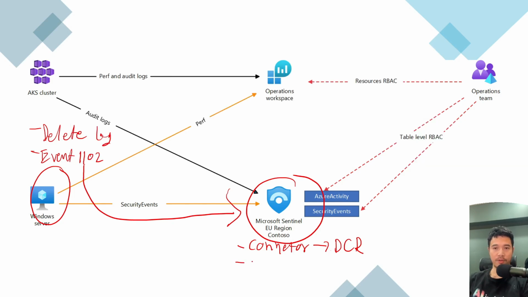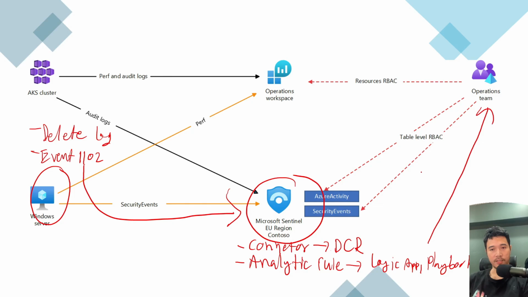After that, we will review any installed extensions on our VM, and we will then create an analytic rule using NRT to capture event 1102. And finally, we will set up Logic Apps and a playbook to automatically notify the person responsible for incident response when this event occurs. Alright, let's get started.